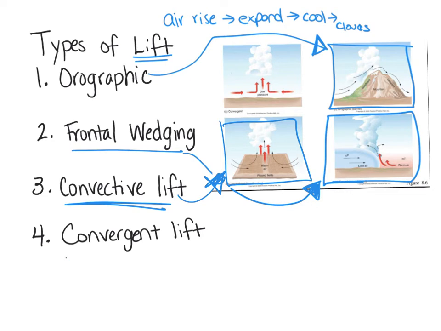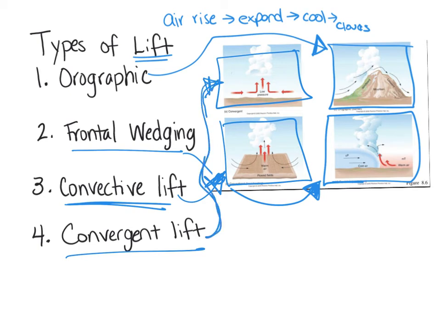And then convergent lift is when the air masses come together, and when they collide, they cannot go down because the ground is in the way, and so the air must go up. All of these will create lift so that the air rises, and when it rises and cools, it expands, and then we will have the formation of clouds. Orographic lift will produce a rainy side on the windward side of the mountain and dry, warm air on the leeward side of the mountain.